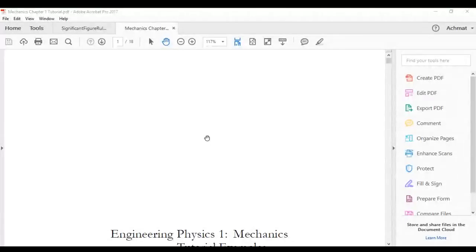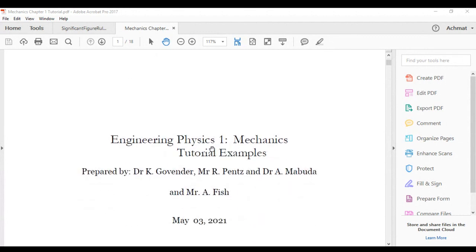Share. Right, this is the one I want to actually show you people, and that is your chapter 1 of mechanics. Right. My thanks to Dr. Govender, our group leader, Mr. Pence, Dr. Mabuda, who did most of the preparation of these notes. I just added a few things to make sure that what I felt was necessary will be included in these notes. Okay.